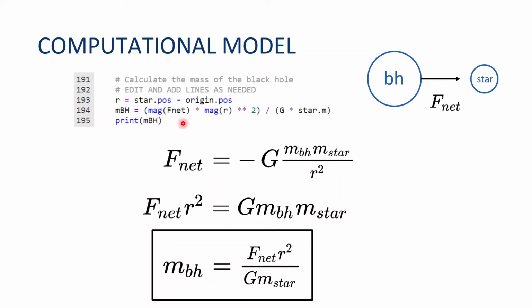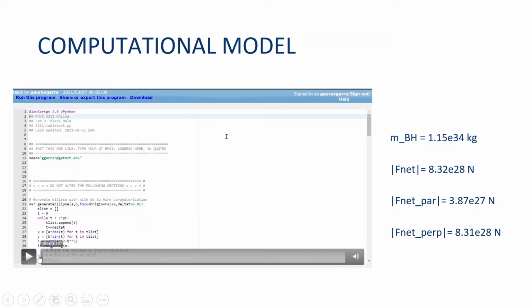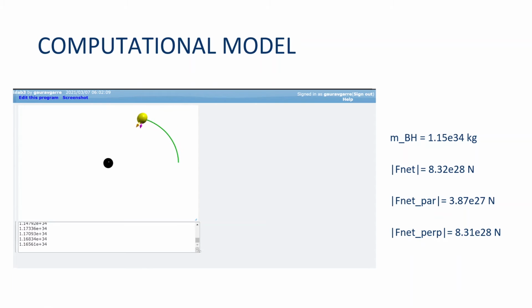Then we're able to calculate the mass of the black hole. As you can see here, we take the magnitudes of the net force and the r vector as we're dealing with magnitudes in this equation. Then we print the mass of the black hole. And as you can see in this video, the F net is defined with the orange vector. The F net parallel, which affects change in magnitude, is defined with the blue vector, and the F net perpendicular, which affects changes in direction, is defined with the pink vector.